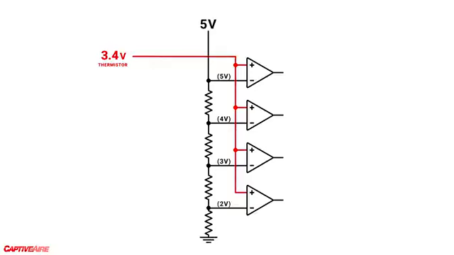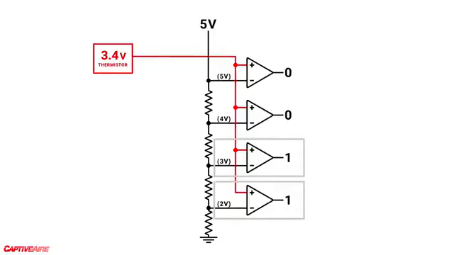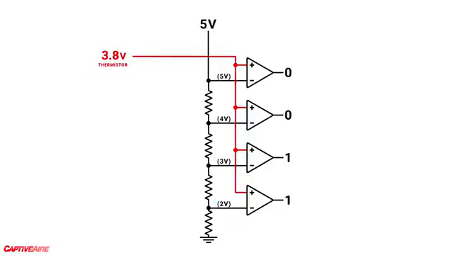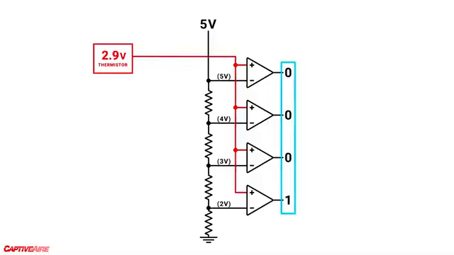Now each comparator is comparing our 3.4 volt input to a different voltage. So this top one would output a 0 because the reference is higher than the input voltage. Same with this one, but this comparator would output a 1. And so with this last one because 3.4 volts is higher than both of these reference voltages. So as the voltage from the thermistor loop changes, so does the binary output of this analog to digital converter.